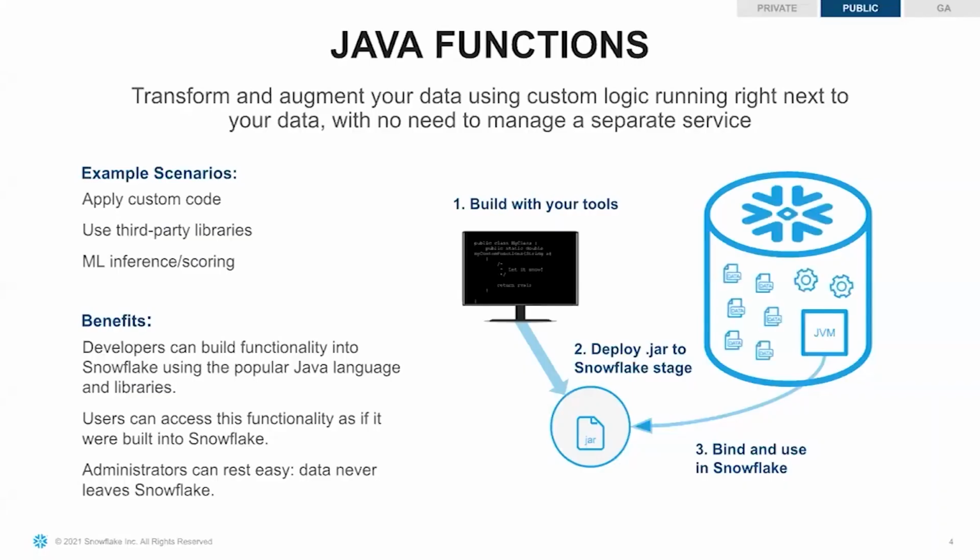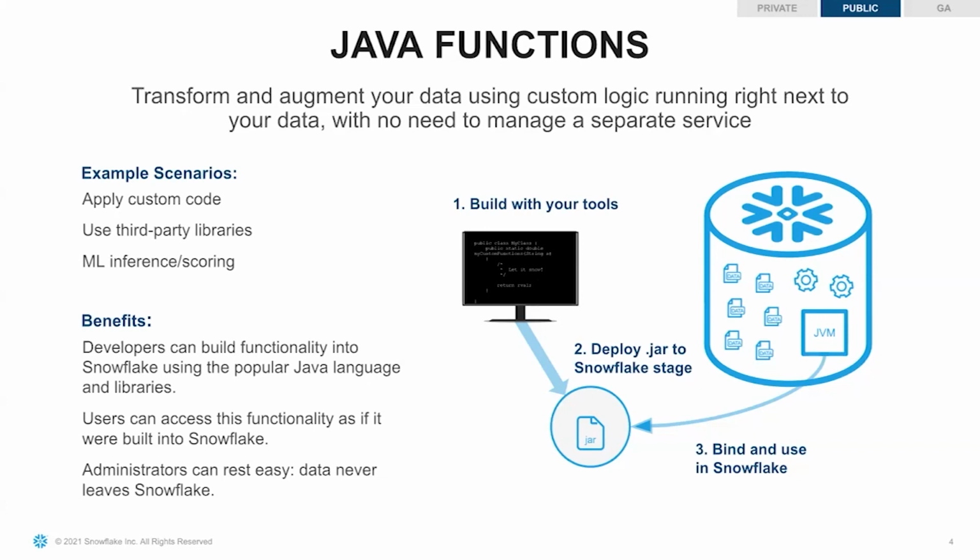So let's talk a little bit about our Java functions, and I'll rehash what we've said so far. We can transform and augment your data using custom logic running right next to your data with no need to manage a separate service. You build the jar, you build the Java code with your favorite Java tools. You can deploy this jar to Snowflake, and once it's in Snowflake, you only have to bind it to a new function.